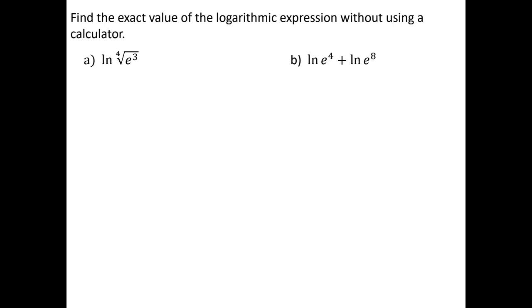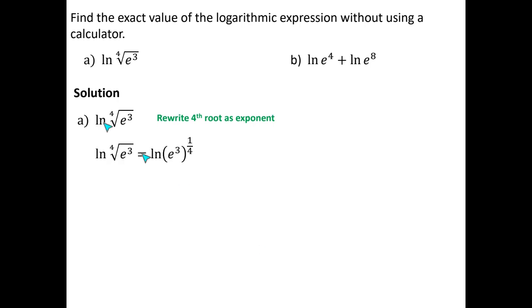Okay, let's look at a few more. So here I can rewrite my fourth root as a power. So I have e cubed raised to the 1/4. And I can simplify. If I have e cubed raised to the 1/4, I multiply those exponents. So I get e to the 3/4.